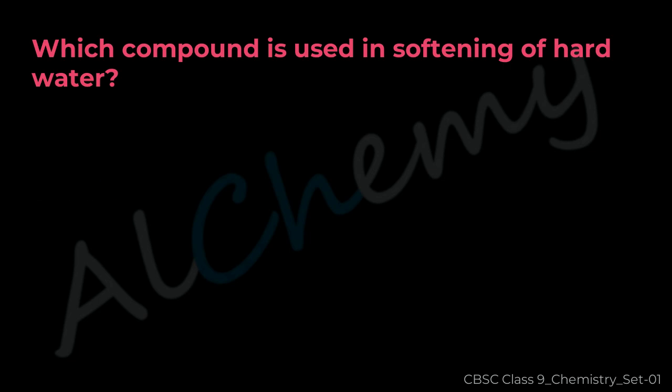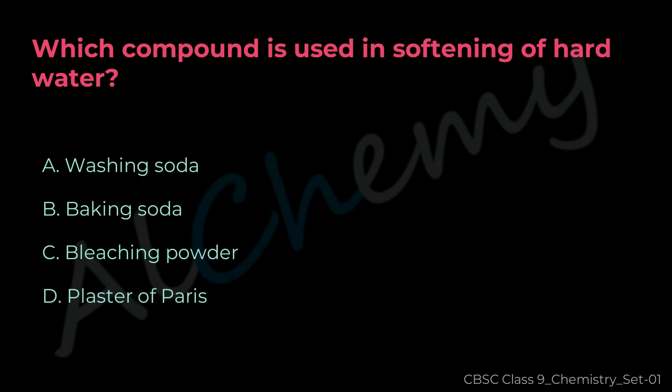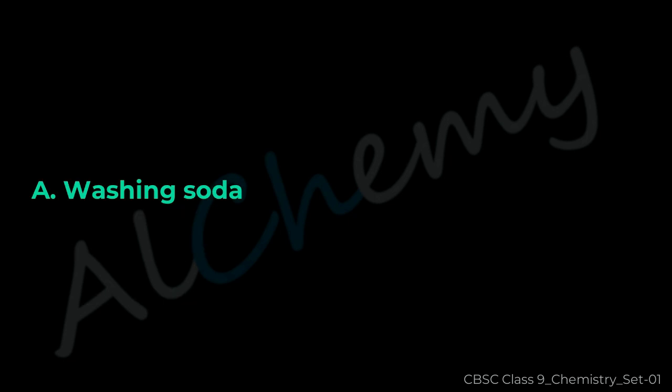NaOH. Question 42. Which compound is used in softening of hard water? A. Washing soda. B. Baking soda. C. Bleaching powder. D. Plaster of Paris. The correct answer is A.